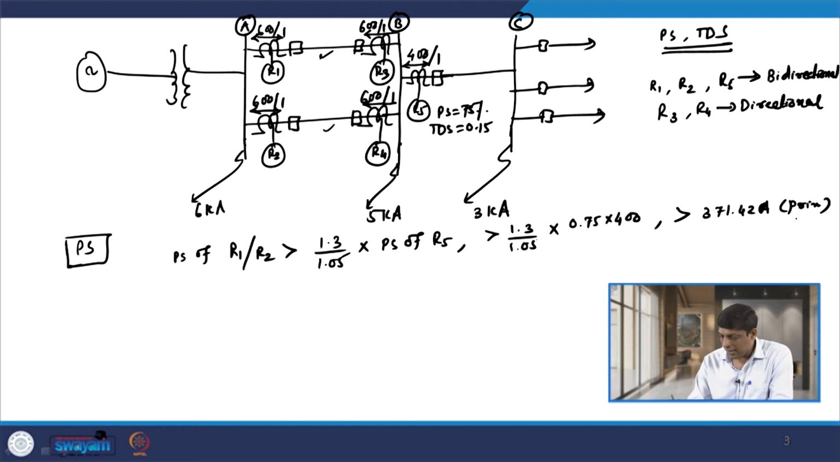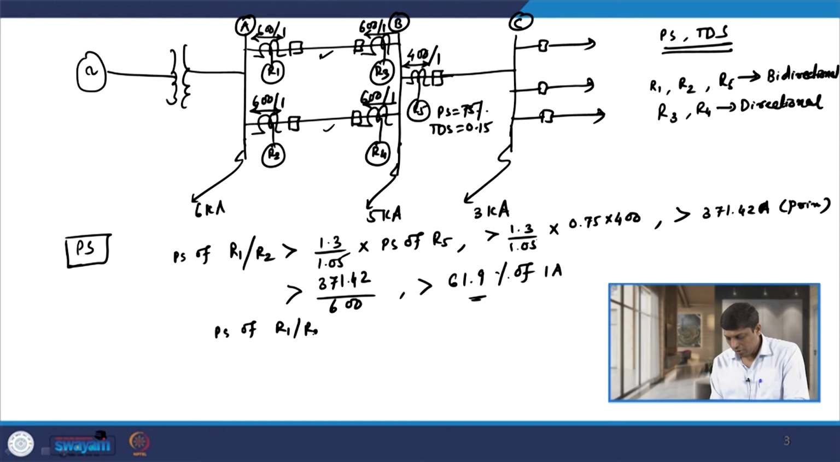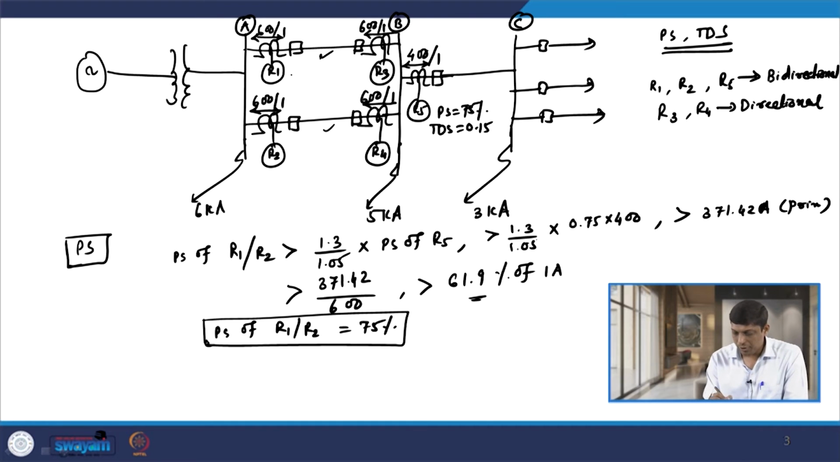If I divide this value by 600, we have the secondary value, that is 371.42 divided by 600. The value on the secondary side comes out to be, in percentage, 61.9% of 1 ampere. So the higher range above this, that is 75%. So the plug setting of R1 or R2 is selected as 75% of 1 ampere. This we have calculated. So the plug setting of R5 is 75% and the plug setting of R1 and R2 is also 75%.